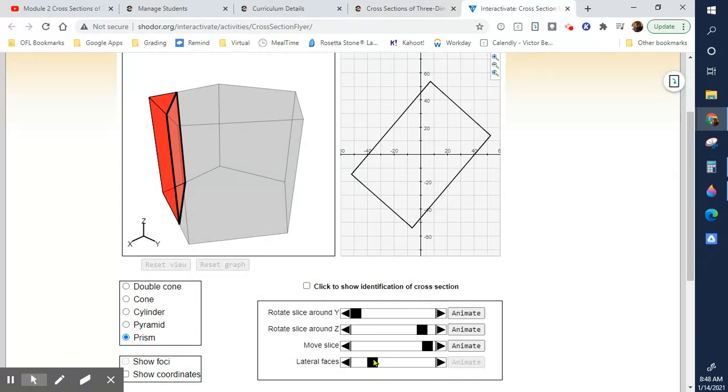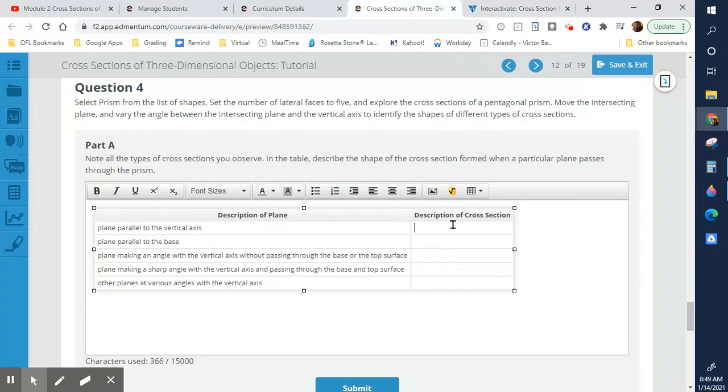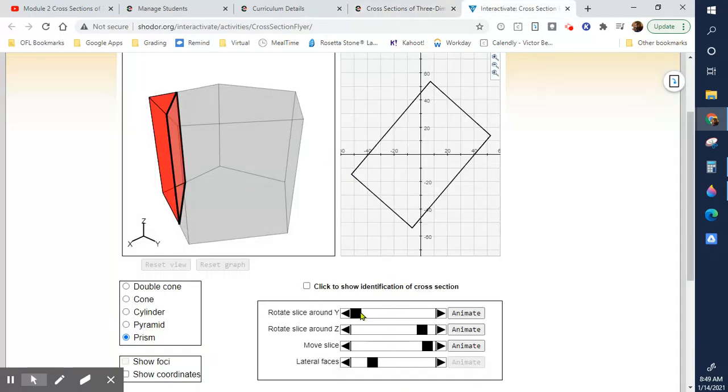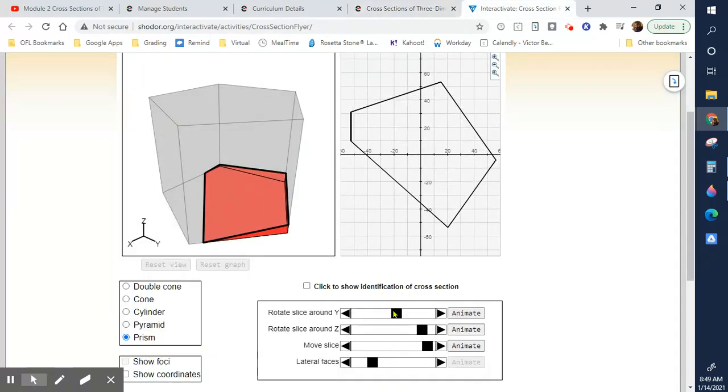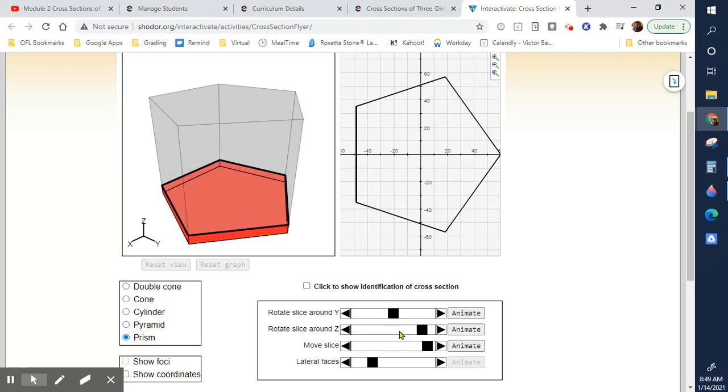Now we want it parallel to the base. So we're going to rotate this, make it parallel to the base. We see, give me a second, let me move it up, make it a little more parallel. There we go. We see that's a pentagon. So we're just going to say pentagon.